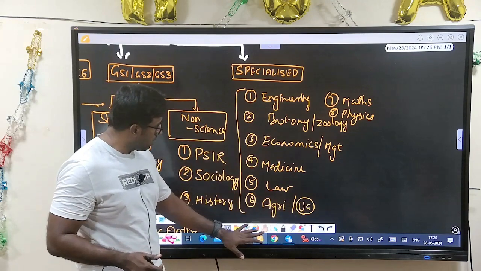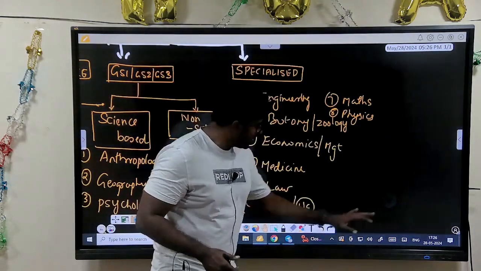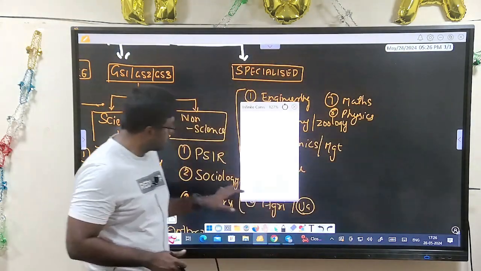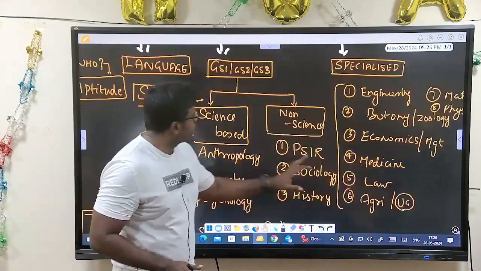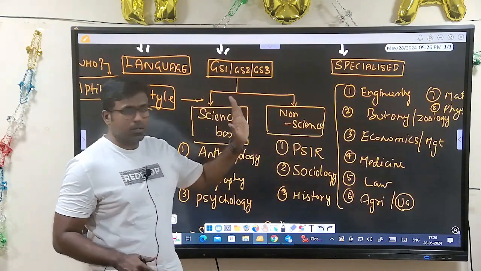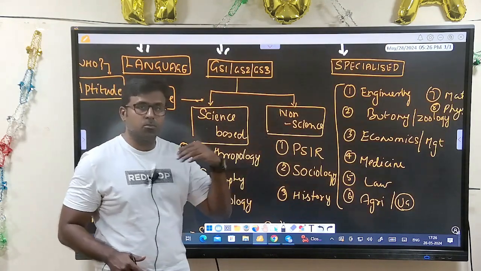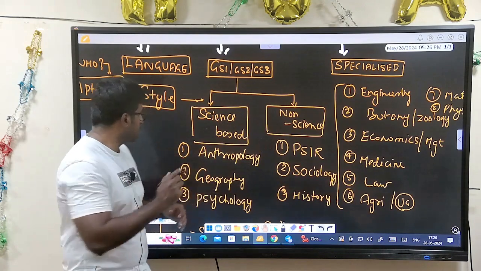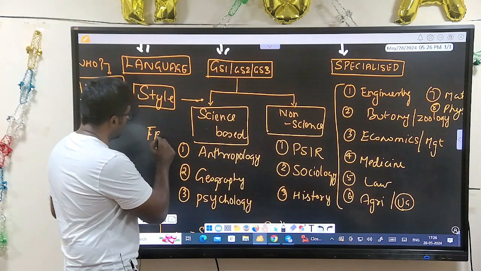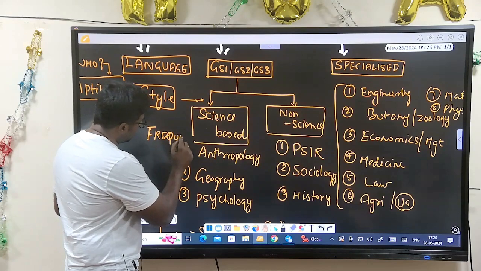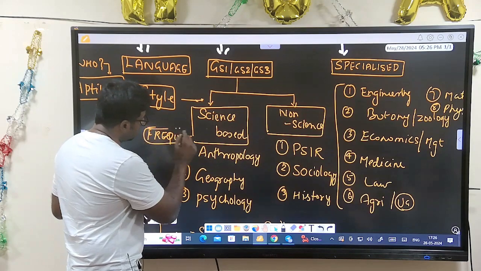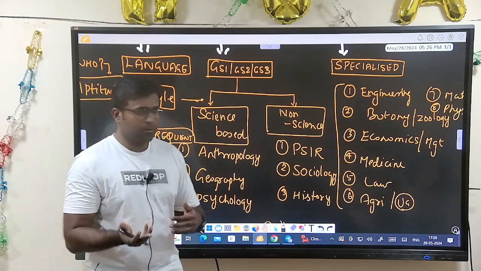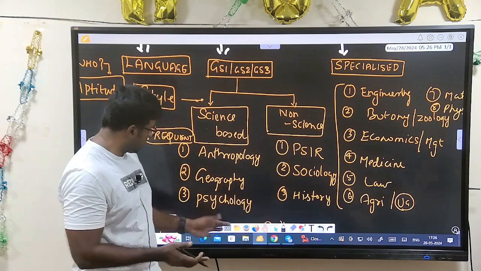So I would keep all these options as specialized. And when I come to GS1, this is the option which is frequently taken. So I would use the word frequent, or preferred option. Mostly when I came, they gave this list of options.